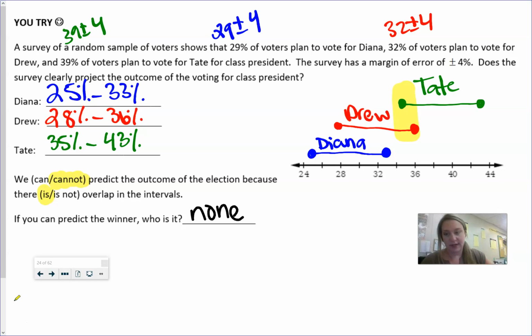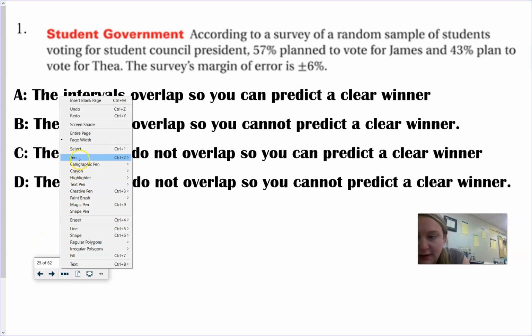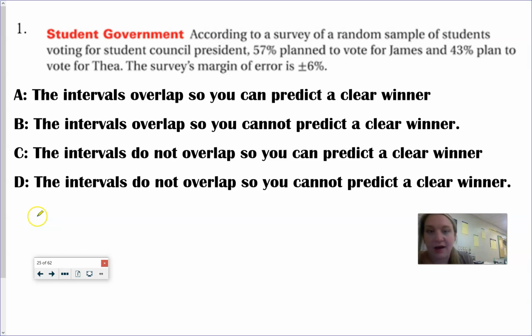All right, here we go. Next one. So we have some multiple choice problems. According to a survey of a random sample of students voting for student council president, 57% plan to vote for James and 43% plan to vote for Thea. The survey's margin of error is positive and negative 6%. Okay, so let's compare the two and see how we can answer. Either they overlap or they don't overlap, so we're going to look at that. So we can or cannot predict a clear winner.